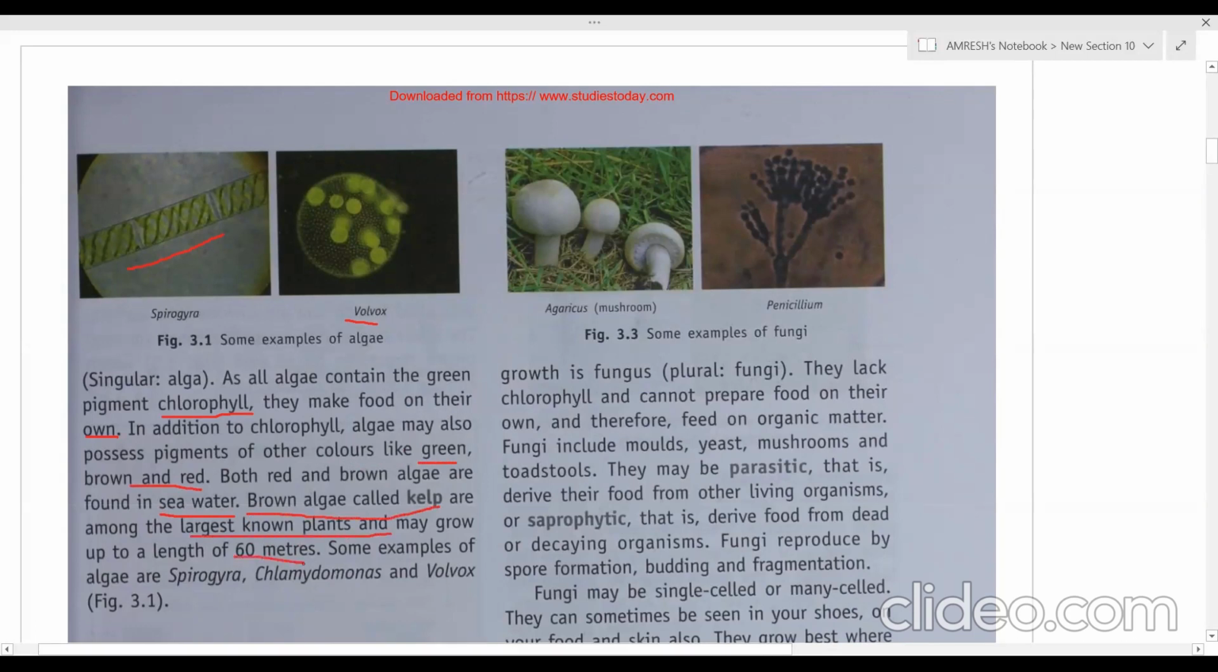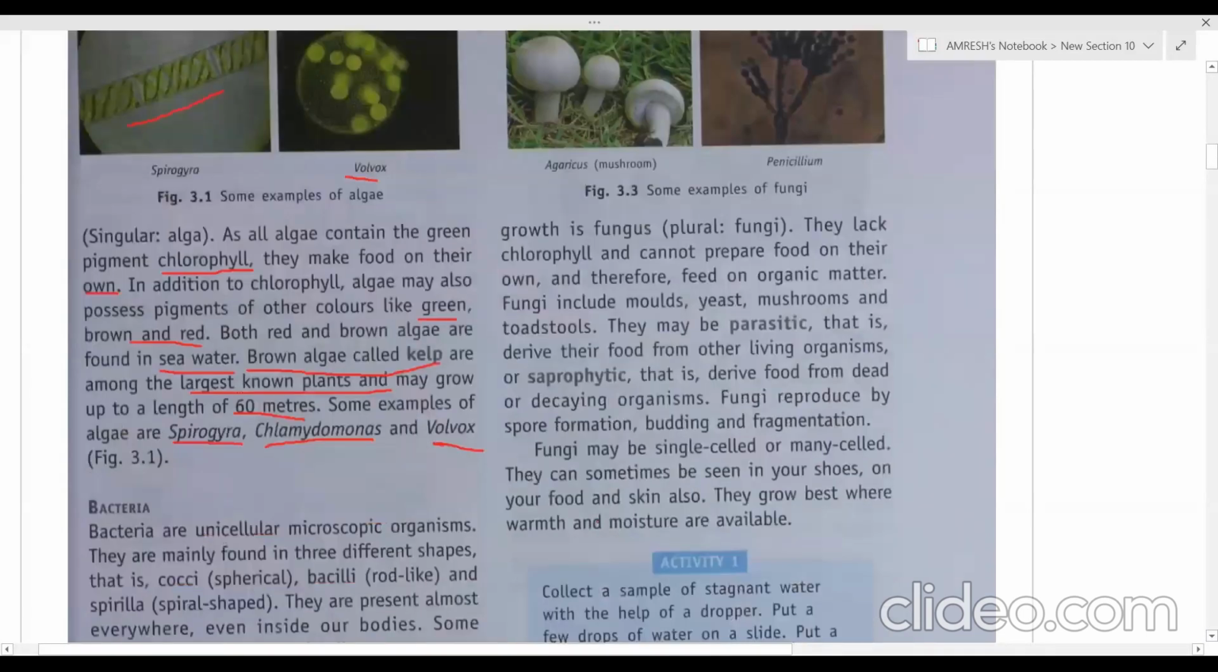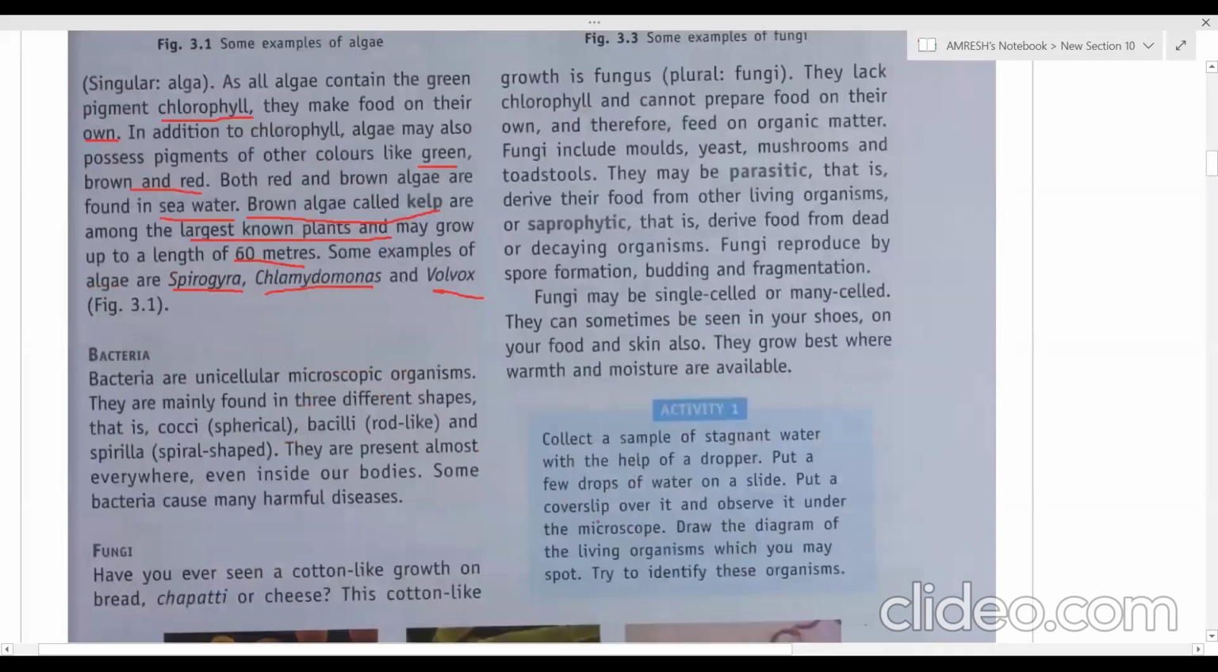The most known, largest known plants are your brown algae. Some examples of algae: Spirogyra, Chlamydomonas, and Volvox. These are some examples of your algae. Next is your bacteria. Bacteria we have already discussed in your previous lesson.